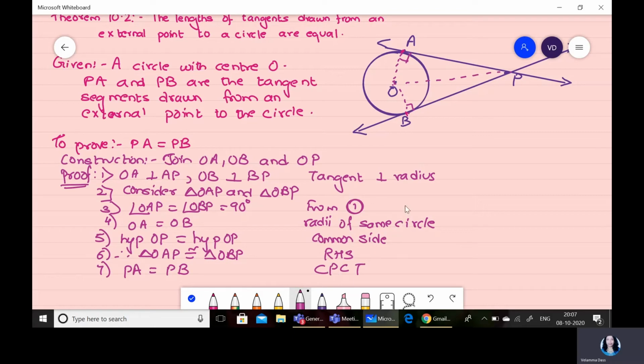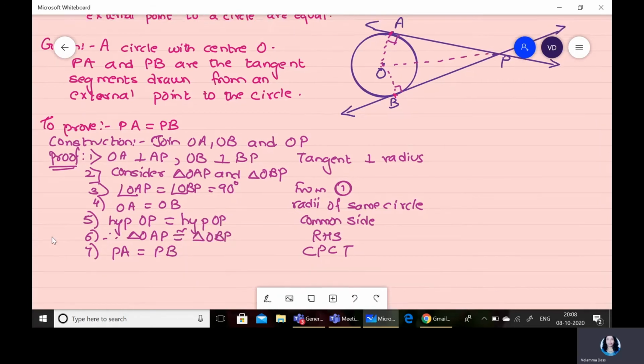Now here we proved that if there is a circle and tangents are drawn from the external point of the circle, then the tangent segments are equal. Now from this same proof, students, now the proof is complete. We can derive many other things which can be used for the application.